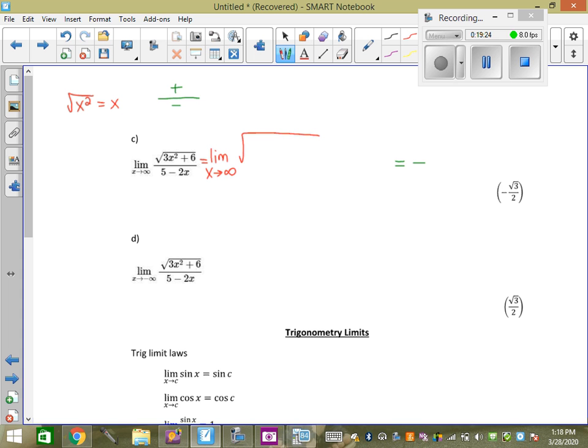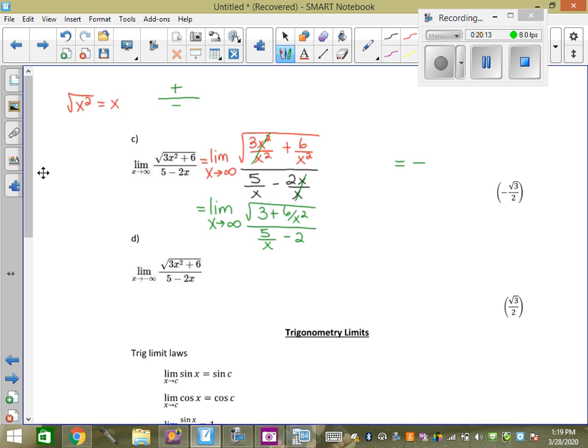So I have the square root up here, a big square root, and I'm going to have 3x squared divided by x squared, plus 6 divided by x squared, which is like dividing by x outside of the radical. And in the bottom, I'm going to have 5 over x minus 2x over x. I'm actually technically dividing them all by x, because the square root of x squared is x. I'm just leaving them under the square root. Now the x squareds cancel, and the x's cancel. Okay? When I apply this to the inside, I'm going to get the limit as x approaches infinity of the square root of 3 plus 6 over x squared, all over 5 over x minus 2, right?